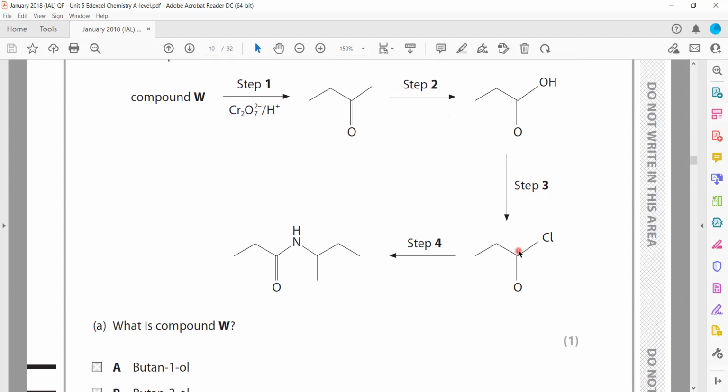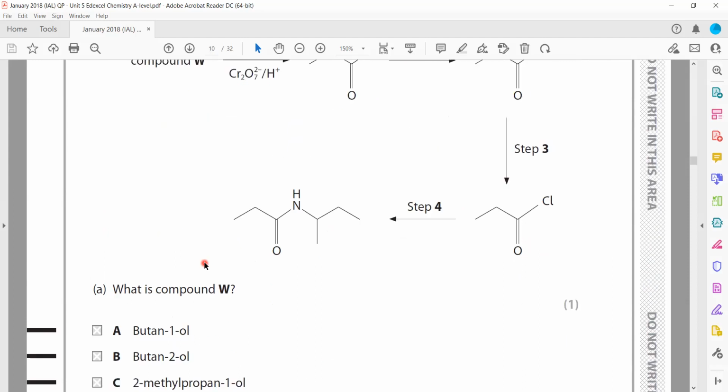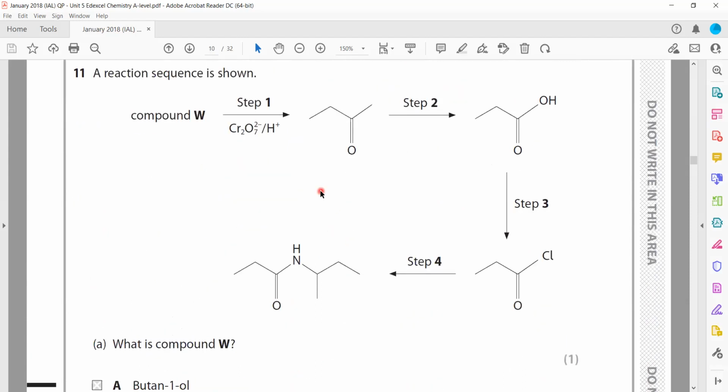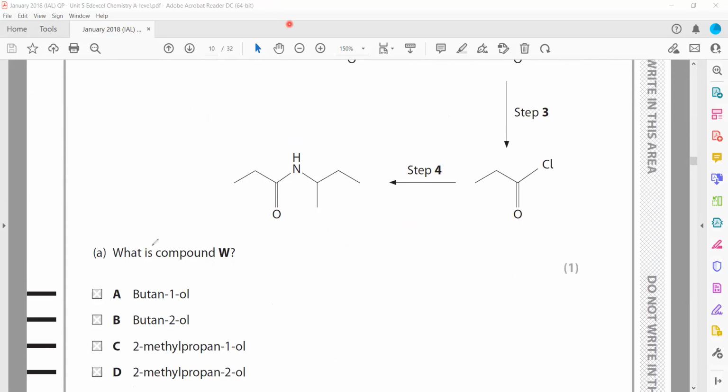And then it is converted into ethanoyl chloride, like an acyl chloride, and then it is converted into an amine. What is compound W? It should be a secondary alcohol, because a secondary alcohol can be oxidized. That's right, B is the right answer.